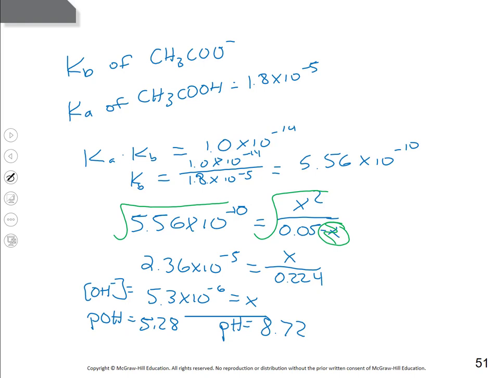Now, we are at the equivalence point of a weak acid being titrated with a strong base. So what did we say we expected the pH to be? Neutral, slightly acidic, or slightly basic? Slightly basic. Is that number slightly basic? Yes, it is. It's slightly higher than 7, so that is definitely slightly basic. So our answer makes sense.